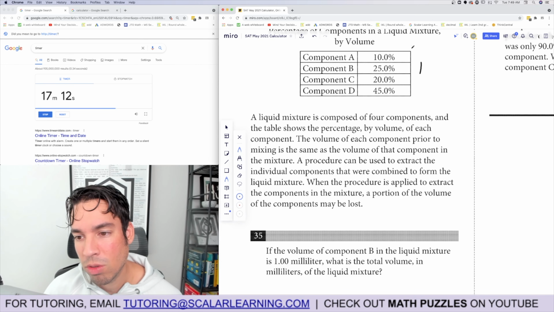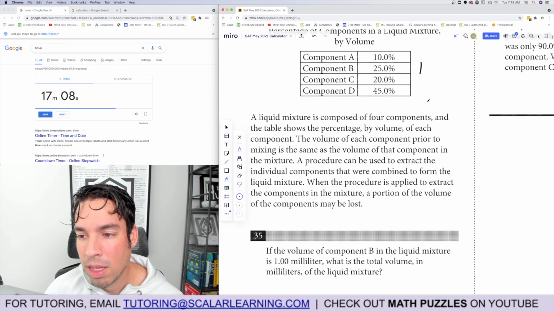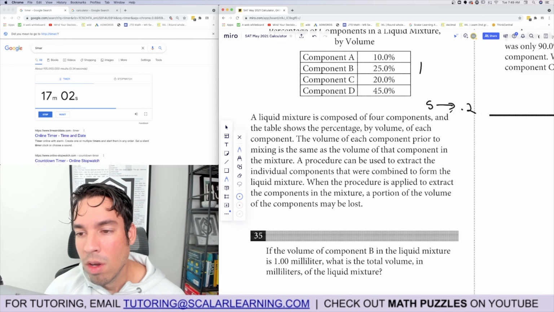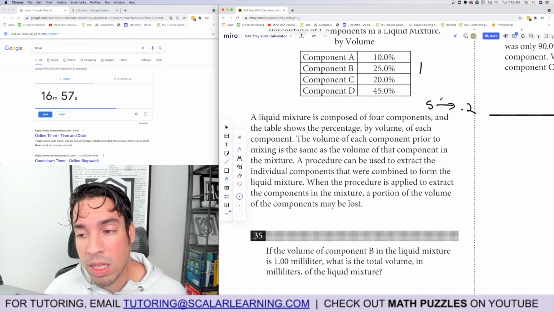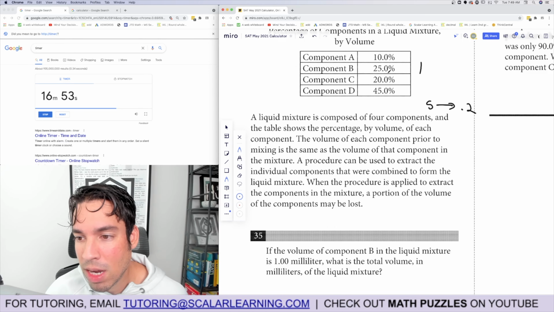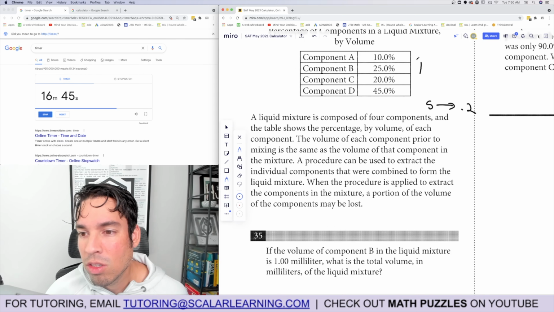All right, this is how I'm going to do it. If 25% is 1, then 5% is 0.2. I could set up a bunch of proportions, but this is the way that I'm going to roll with it. 25% is 1, so divide both by 5, and 5% equates to 0.2. Now I can do something really cool. Now it's just multiples of 5%.